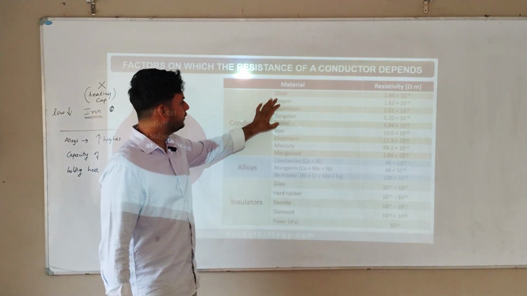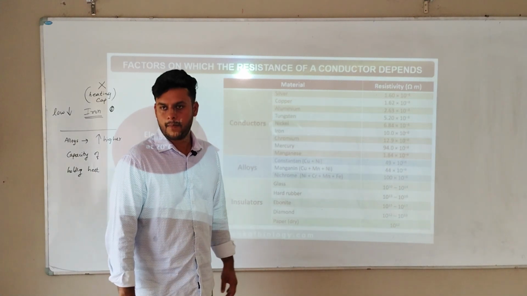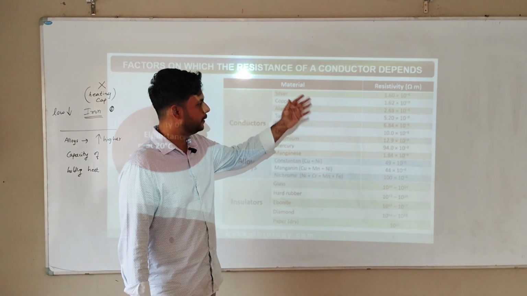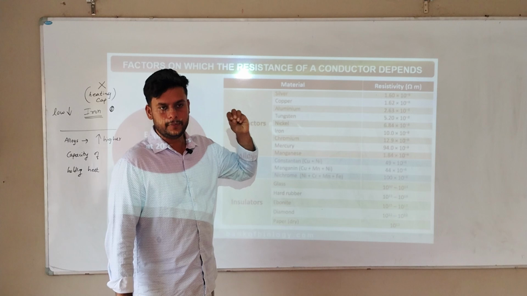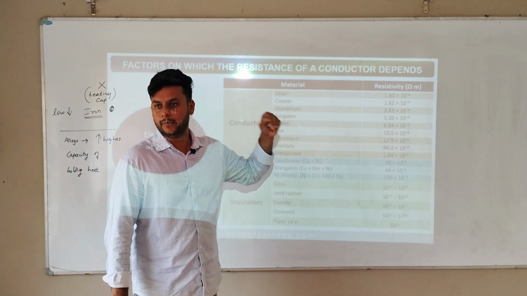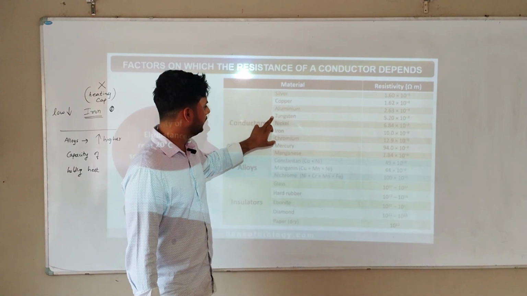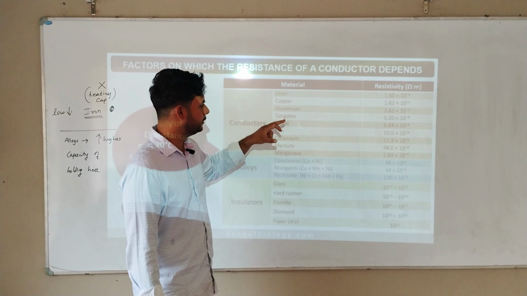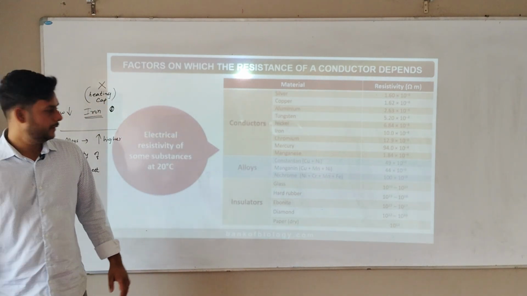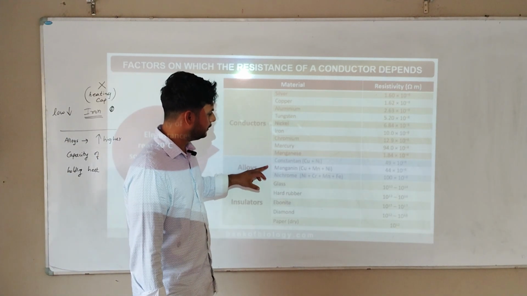So silver has a resistivity of 1.6 into 10 power minus 8. That means very low, very slow. Next, copper is 1.62 into 10 power minus 8. So current will pass very easily. Aluminum 2.63 into 10 power minus 8. Still easier to pass. Like this, these are the things. Tungsten 5.20, nickel 6.84. Getting? Next, if I take alloys, constantan 49 into 10 power minus 6.